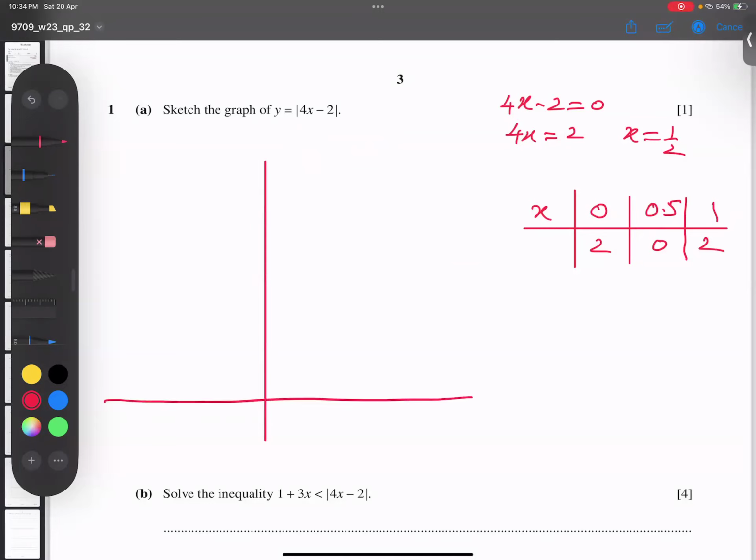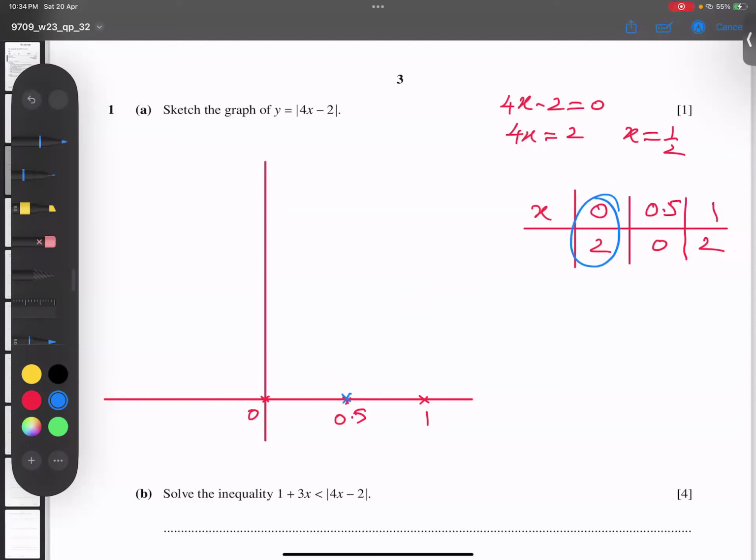And what is the way of sketching? I get a few values: 0, 0.5, and 1. So 0 is here, and 1 I will take here, and 0.5 is in the middle. The first value, minus this one, is coming here. You see this point here.